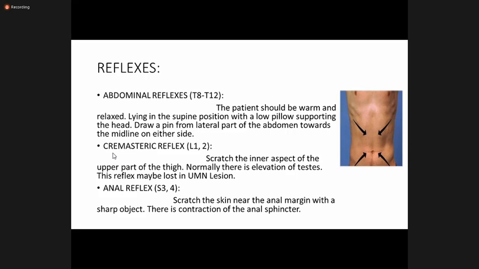Cremasteric reflex. Scratch the inner aspect of the upper part of the thigh. Normally, there is elevation of the testis, and this reflex may be lost in upper motor neuron lesions. The anal reflex, S3, S4: scratch the skin near the anal margin with a sharp object. There is contraction of the anal sphincter, and this is known as the anal reflex.